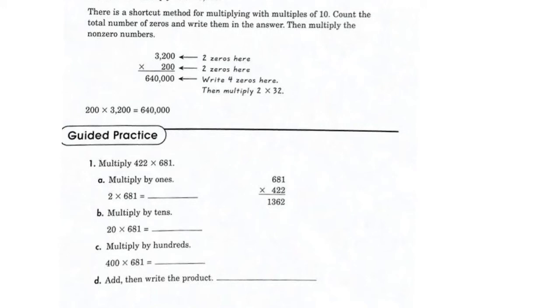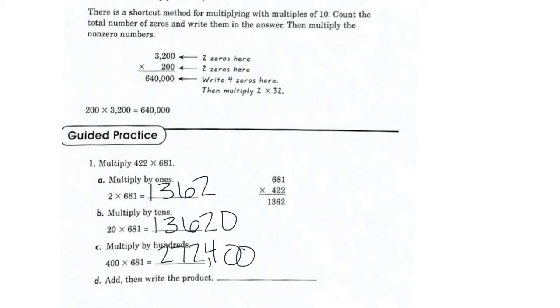So down on guided practice, it says multiply 422 times 681. When you multiply the ones, you get 1,362. When you multiply by 20, you get 13,620. When you multiply by the 400, you would get that answer. Then you have to get your final answer, so you would add all of those problems up.